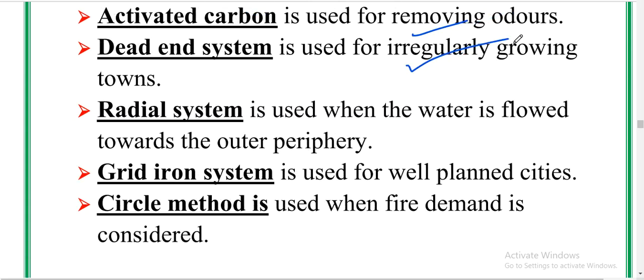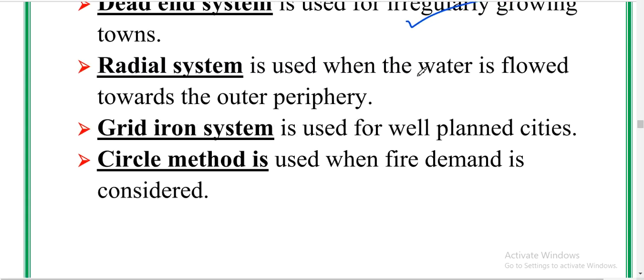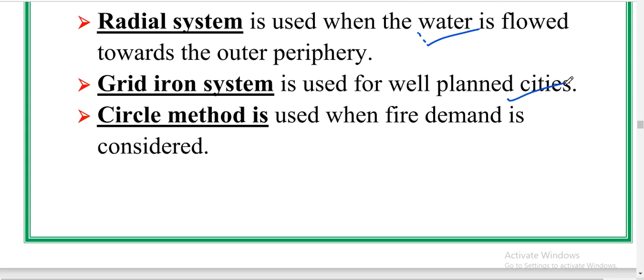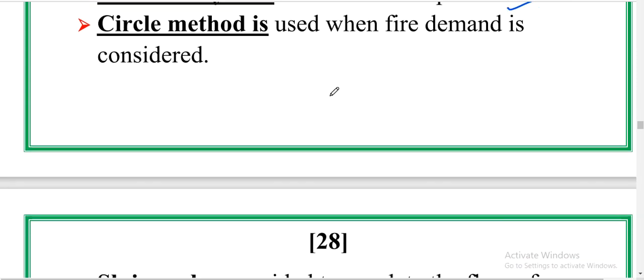Dead end system is used for irregularly growing towns. Radial system is used when water flows towards the outer periphery. Grid iron system is for well-planned cities. Circle method is used when the fire demand is considered.